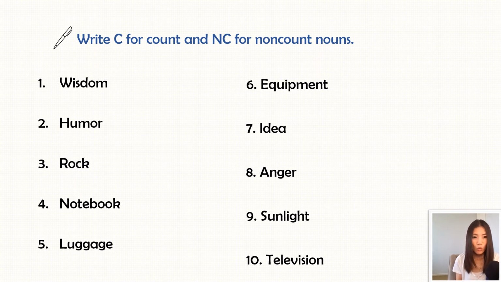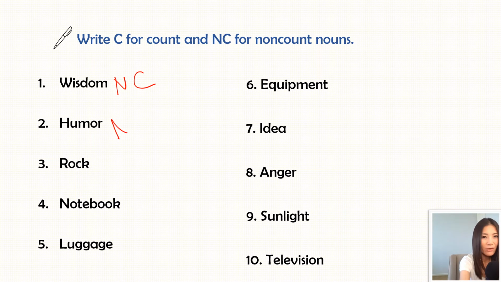Number 1, wisdom, is a non-count noun. It is very similar to knowledge, right? It's something that we have. We can't really count how many wisdoms we have. Number 2, humor, is also a non-count noun. This guy doesn't have 8 humors, right? Humor is just humor. Number 3, rock, is a count noun. Number 4, notebook, is also a count noun.